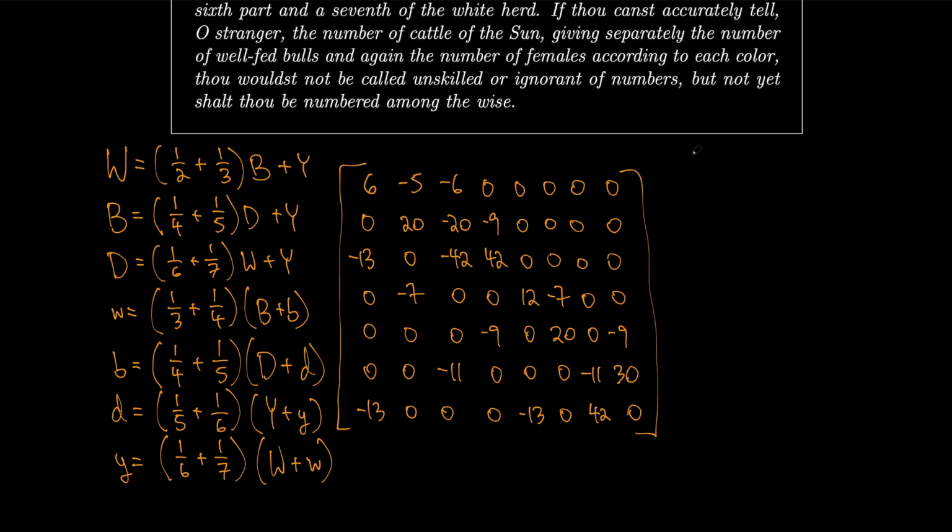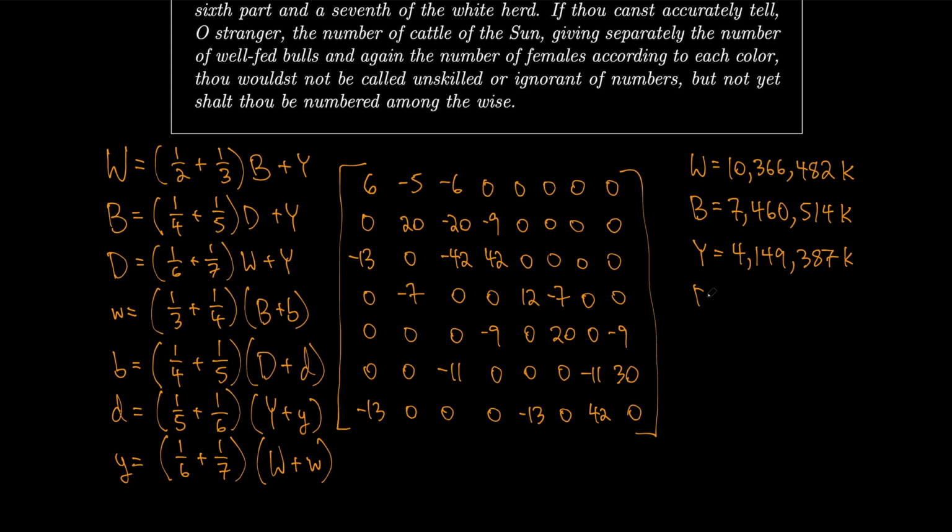I plugged it into a calculator to get that there are 10,366,482 K white bulls, where K is some parameter because this matrix actually has infinite solutions. B is 7,460,514 K. Y is 4,149,387 K. D is 7,358,060 K.